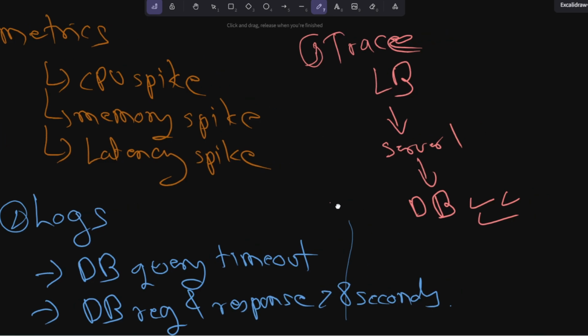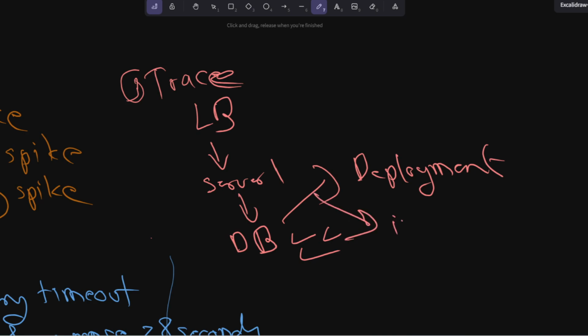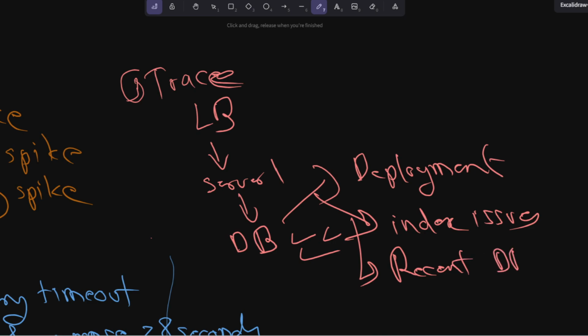Based on that, you can check for things like deployment, or index issues, or maybe recent DB changes. You can take a look at anything, and that is what observability tells us. It gives us the complete picture.